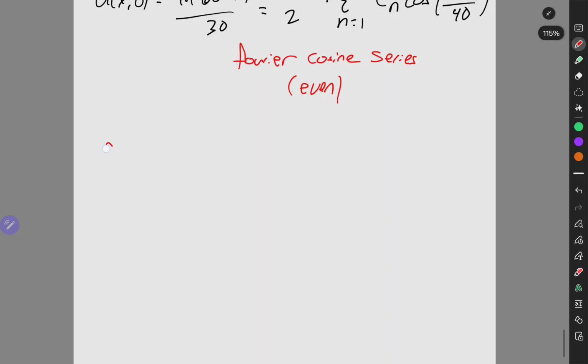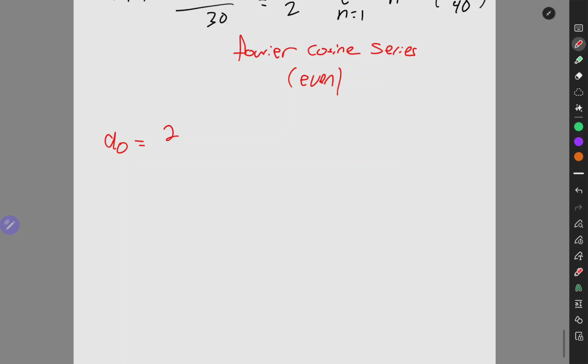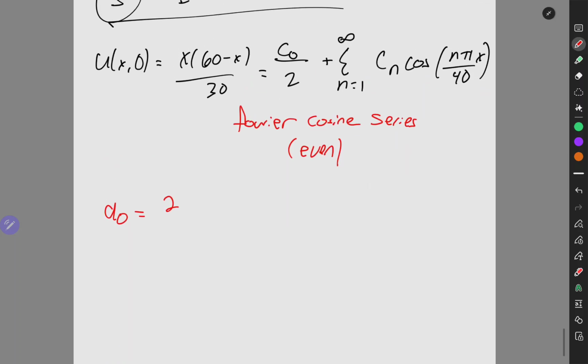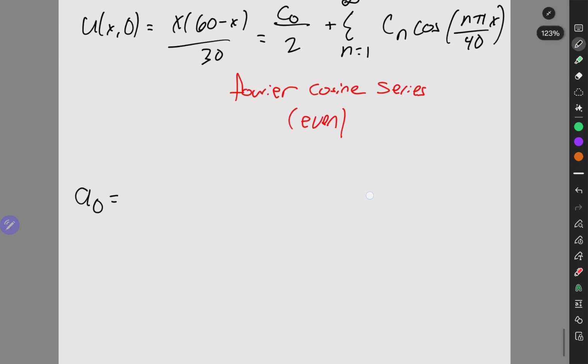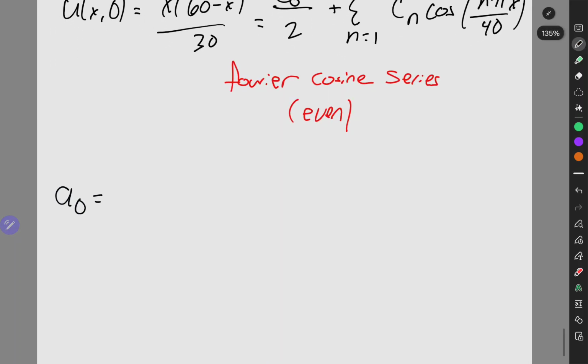I'm this far, right? I was thinking of just skipping to the answer, but might as well do it, show it out. So for a naught, why is that still red? What's the formula for a naught? I'm forgetting. I'm sorry, c naught. But that's a naught in the Fourier series, right? I'm trying to remember. It's just the integral of f of x dx, right? I think it is.